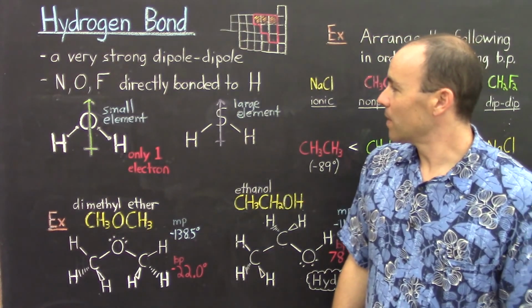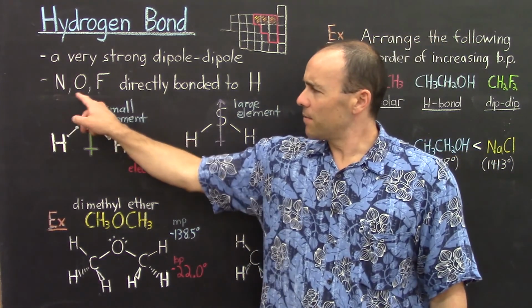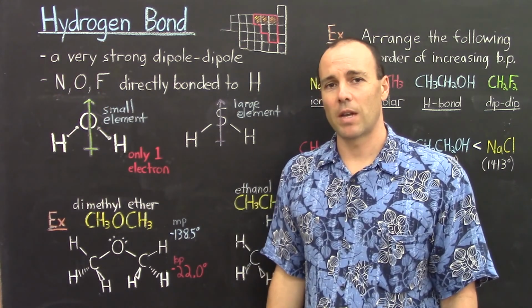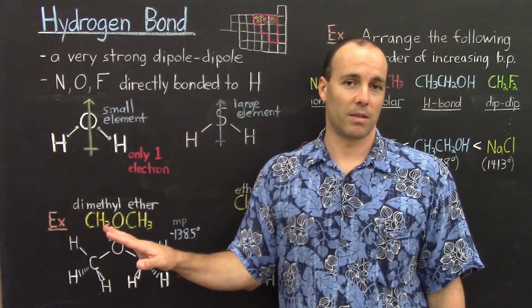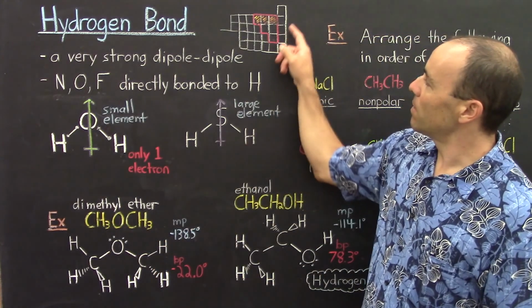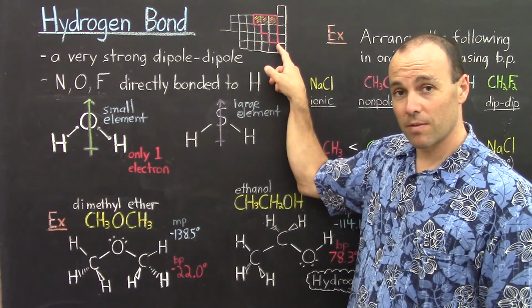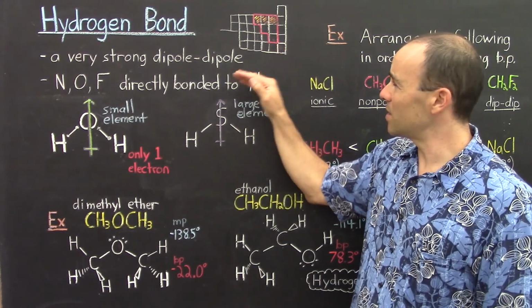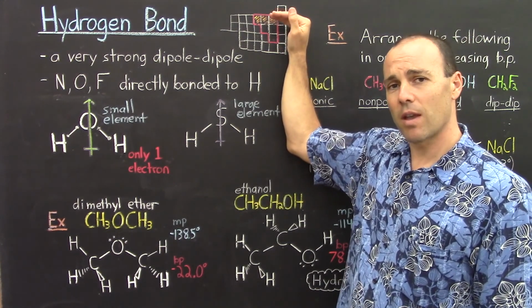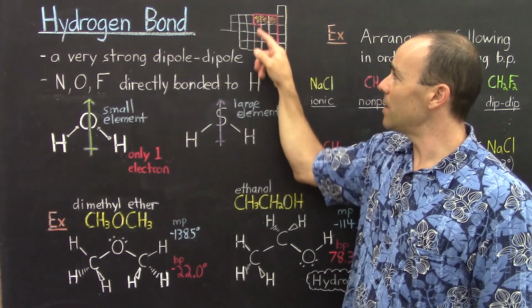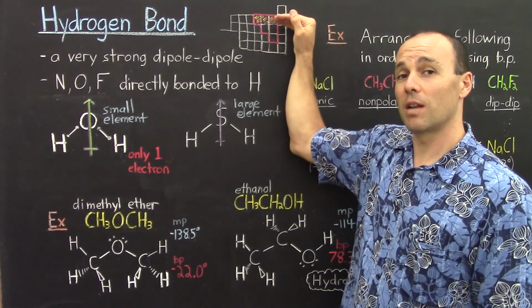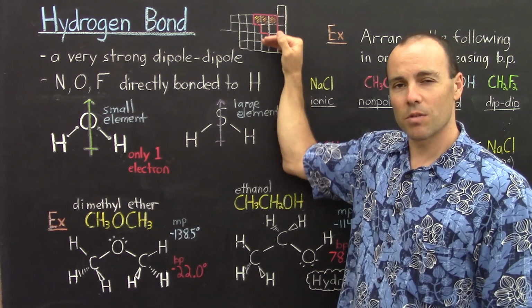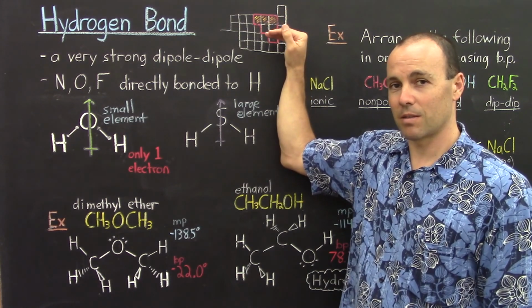All right? And that's the main difference between the nitrogen, oxygen, and fluorine as opposed to the other electronegative elements. You remember that the electronegative region on the periodic table is this upper right triangular region. And the nitrogen, oxygen, and fluorine are those elements that are in the second period, those smaller electronegative elements. Okay?